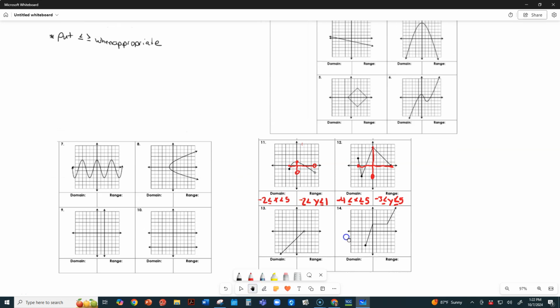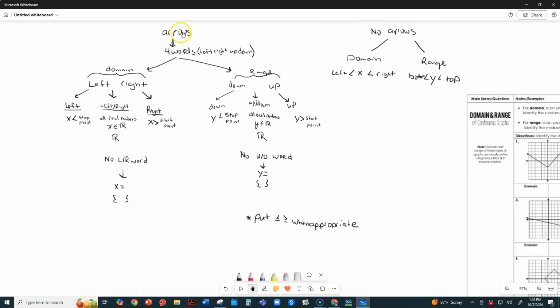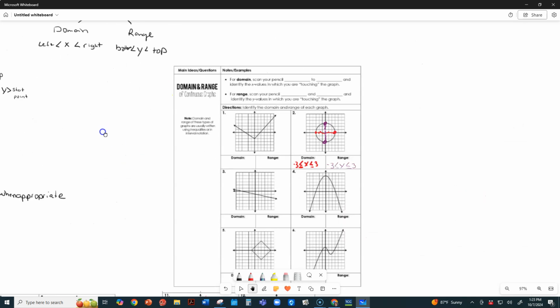Okay, so when we are having arrows, the next thing that you're going to have to learn is that when you have arrows, you just need to write the words that describe where the arrows are going. And there's only 4 words you can use. You can only use left, right, up, and down. So let's start by looking at that.